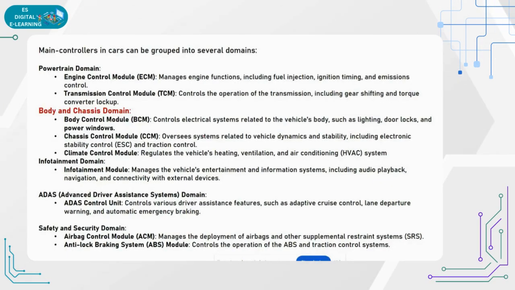And under this body chassis domain, we have a body control module, chassis control module, and climate control module. So we should go with the body control module. Next we have the infotainment domain and ADAS and safety security. So for the current project, we need to discuss the body and chassis domain, that is, the body control module.